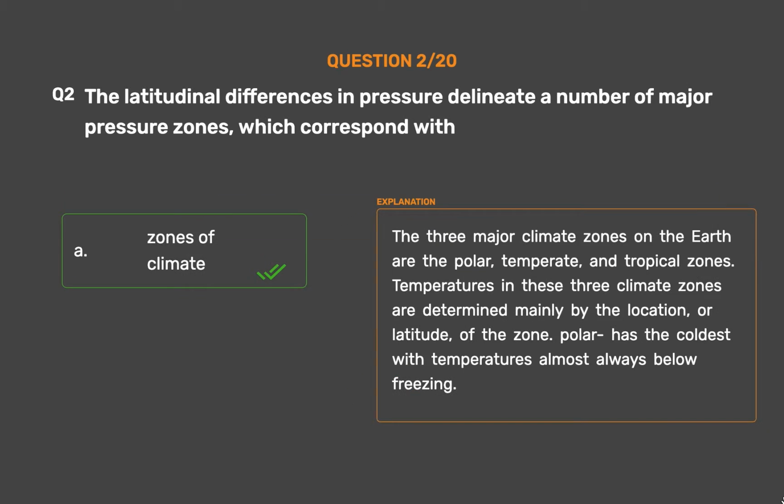Zones of climate. The three major climate zones on the Earth are the polar, temperate, and tropical zones. Temperatures in these three climate zones are determined mainly by the location, or latitude, of the zone. Polar has the coldest, with temperatures almost always below freezing.